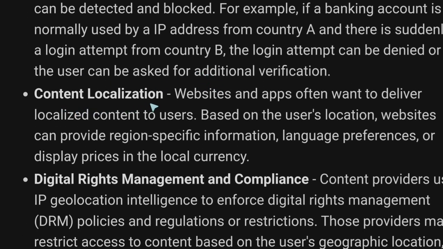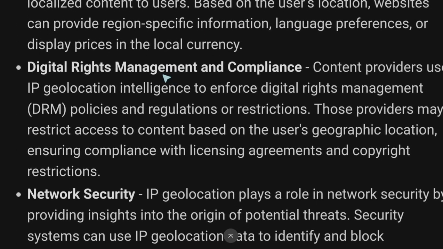Content localization. Websites and apps often want to deliver localized content to users based on the user's location. A website can provide region-specific information, language preferences, or display prices in local currency.